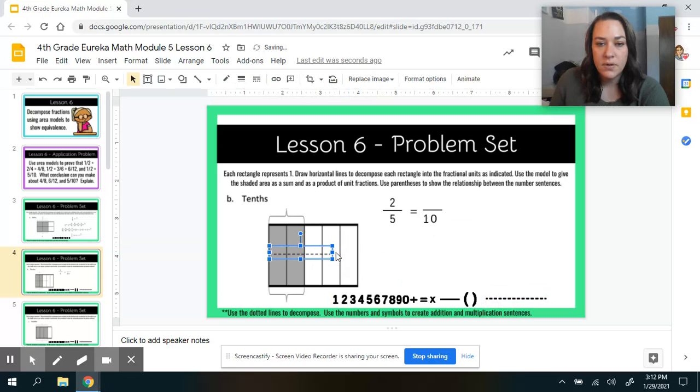So to make 2 rows, we only need 1 horizontal line. Okay. And then we always want to check it. So did that make it into tenths? So now I have 1, 2, 3, 4, 5, 6, 7, 8, 9, 10. And when I say rows, I mean up and down on the side. So there's 1 row, 2 rows. So because I multiplied by 2, I needed to make 2 rows to make it into tenths. And I have 4 shaded. So 2 fifths is equal to 4 tenths.